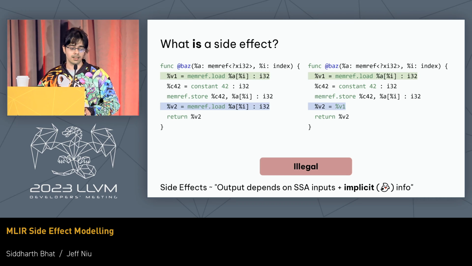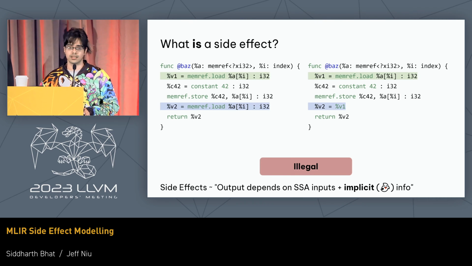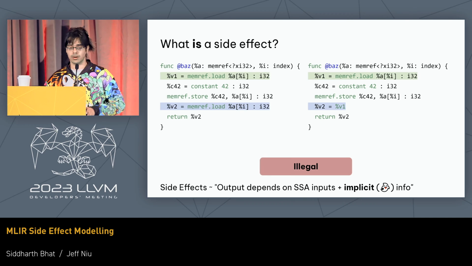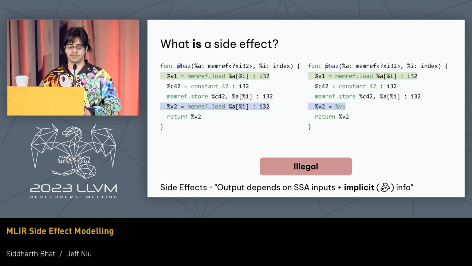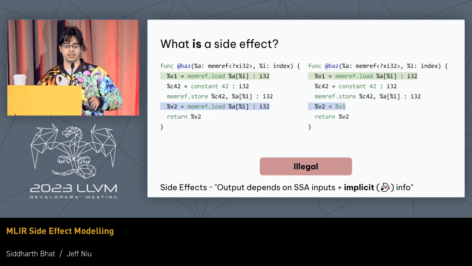So in some sense, the way to think about it is that if we have side effects, then the output depends not only on the SSA inputs, but also on some implicit ghost information that's hanging around. So now we have this question: how do we actually model this implicit information within MLIR? So Jeff?